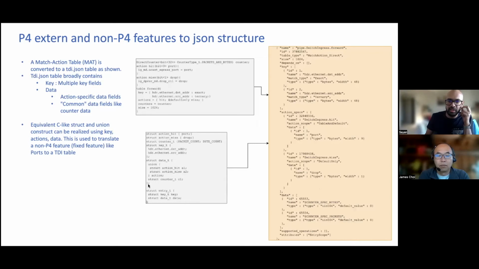The reason I'm bringing up this C-like structure is to demonstrate how a non-P4 feature can also be translated into a TDI table. For example, for ports, the key field can be one key field, which is port ID, and you can have data fields, which will be attributes of the port.